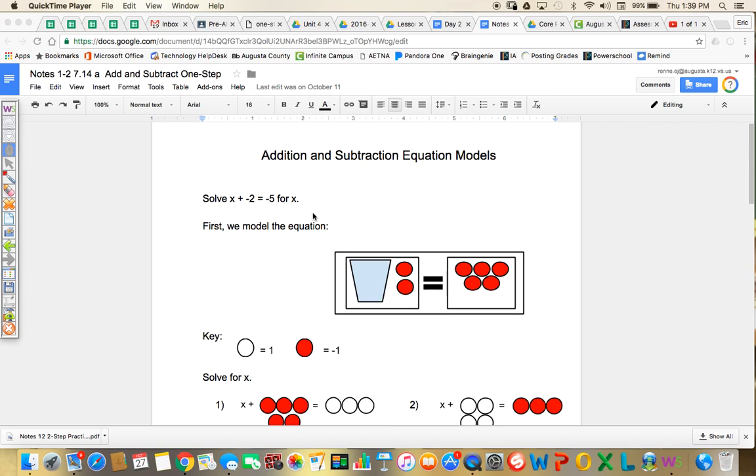Okay, welcome to Unit 4. This is the first note sheet of our new unit on equations and inequalities. And today we're going to start with page 1, which is addition and subtraction equation models.